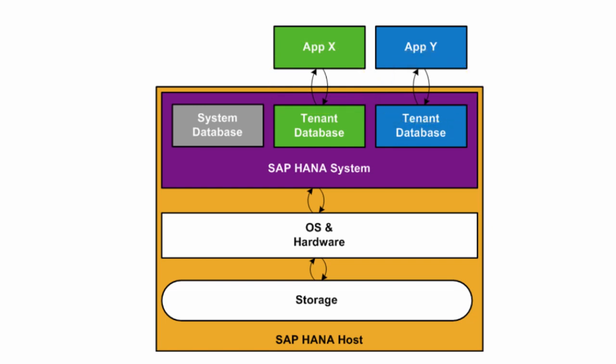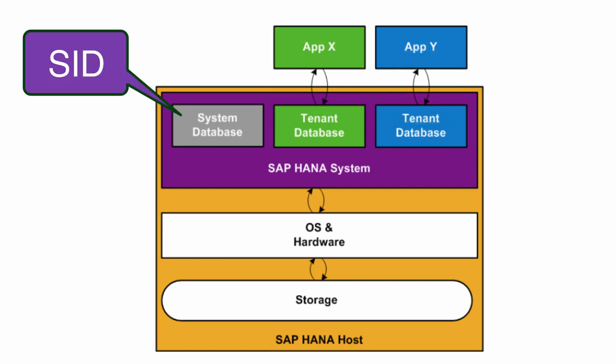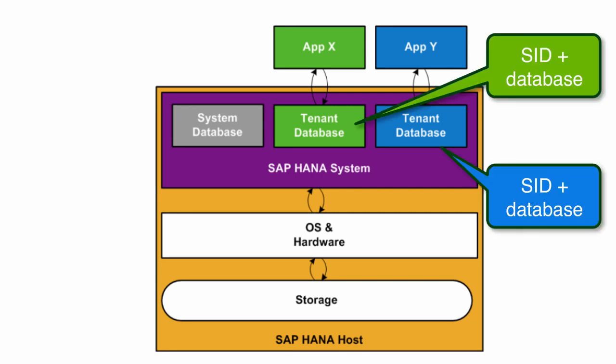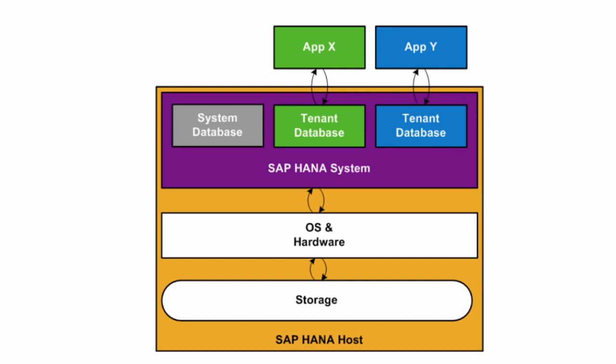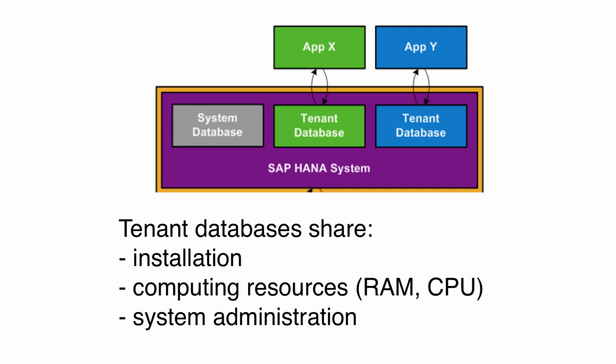An SAP HANA system running in multiple container mode is identified by a single system ID, the SID. And this would be the purple box. Databases are identified by the SID and a database name, so the green and blue boxes. All the databases in a multiple container system share the same installation of database system software, the same computing resources, and the same system administration.